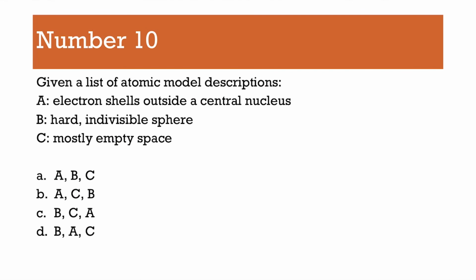Moving forward, number 10. Number 10 says, given a list of atomic model descriptions, A, electron shells outside the central nucleus, B, hard indivisible spheres, C, mostly empty space. What is the order from the earliest model to the latest model?